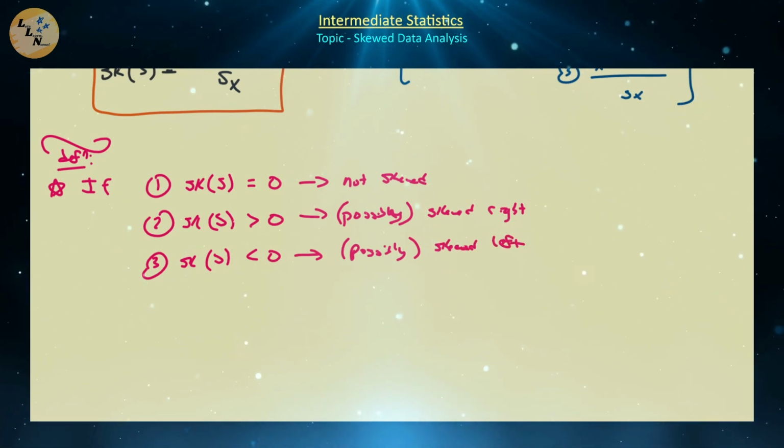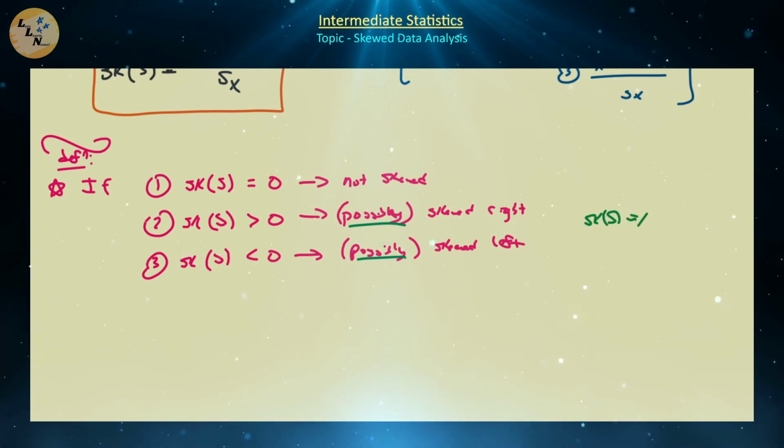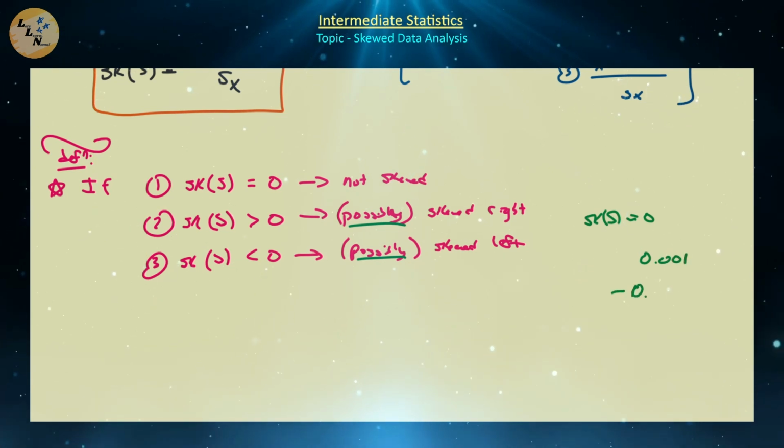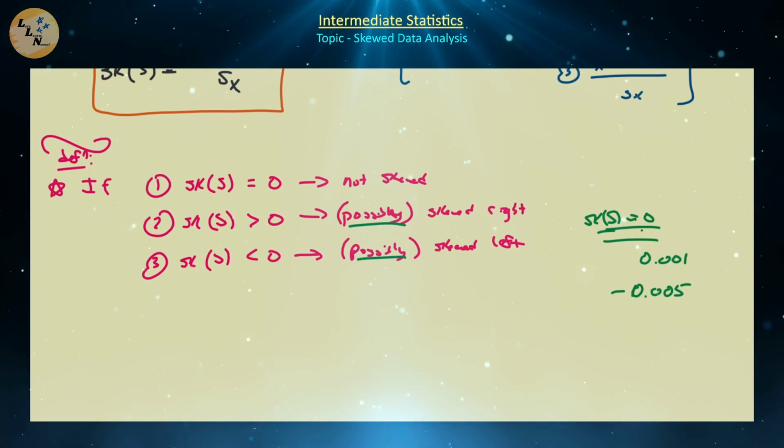And 3, if the skewness coefficient is less than 0, then it is possibly skewed to the left. The only reason that I'm including the word possibly here is that if you get a skewness coefficient of approximately 0, like 0.001 or negative 0.005, or something very close to 0, sometimes it really is not very evident whether there is skewness or not. So you definitely need to be very, very careful when your skewness coefficient is close to 0.